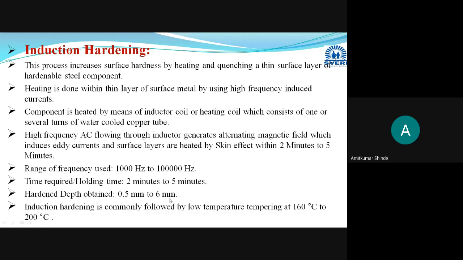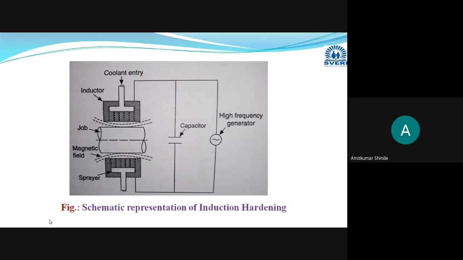And after performing the induction hardening, very much similar to flame hardening, it requires a low temperature tempering process to eliminate the internal stresses, and this low temperature tempering is performed in the 160 degrees celsius to 200 degrees celsius temperature zone. Okay, so this is the induction hardening. This is its schematic representation, how the process is conducted, that I have explained.